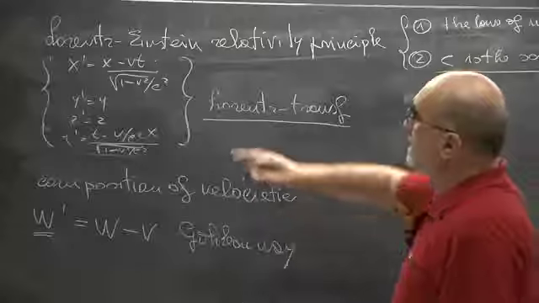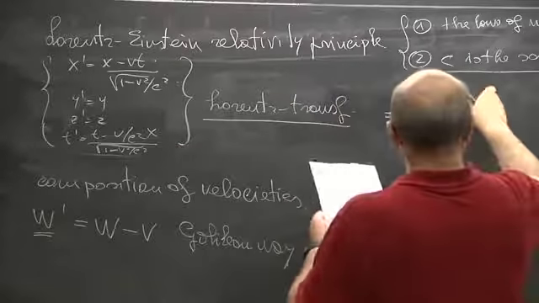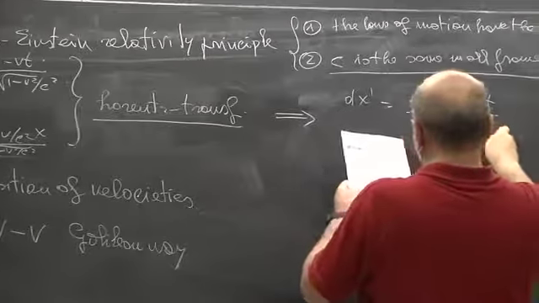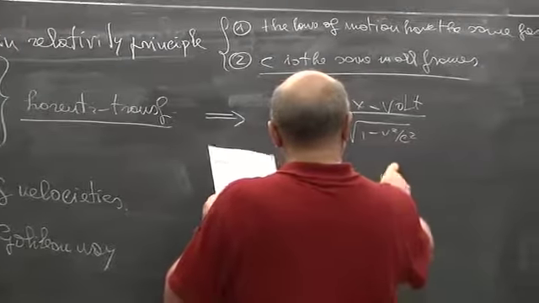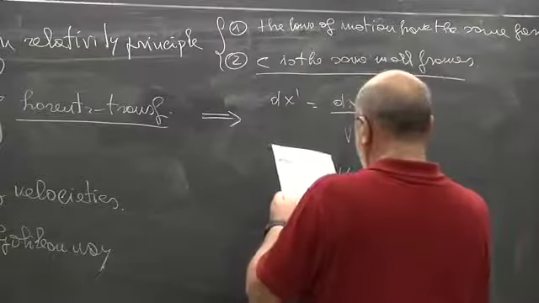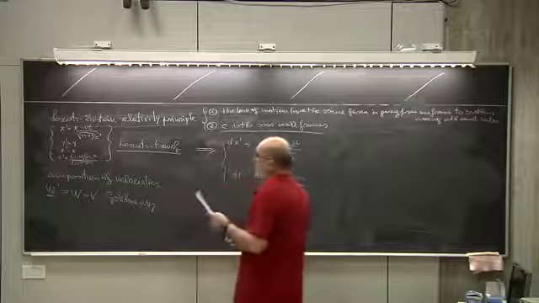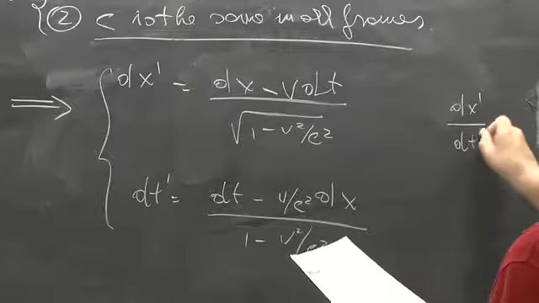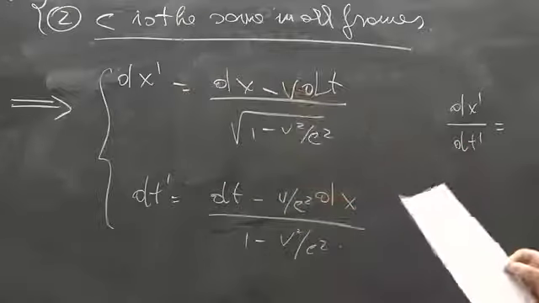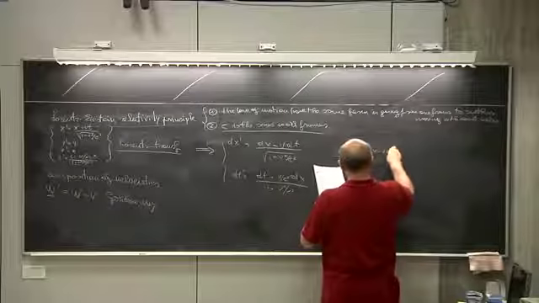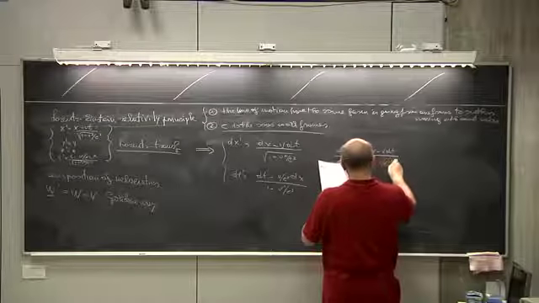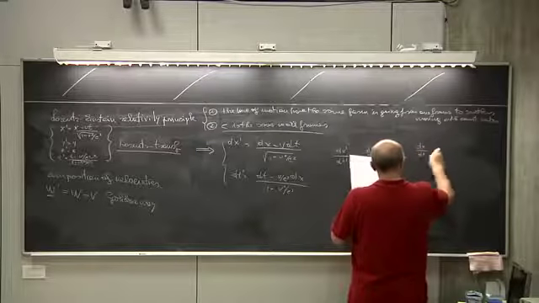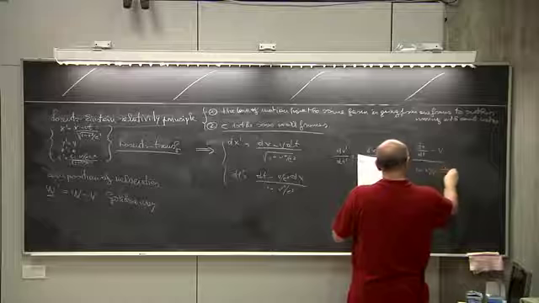Well, how do we do it? Let's take the differential of these. We get dx prime equal to dx minus v dt over the square root of 1 minus v squared over c squared, and dt prime equal to dt minus v over c squared dx over the square root of 1 minus v squared over c squared. I've taken the differentials of space and time of those equations. Now let's take the ratio of the two, dx prime over dt prime. I get dx minus v dt over dt minus v over c squared dx, and dividing through, dx/dt minus v over 1 minus v over c squared dx/dt.